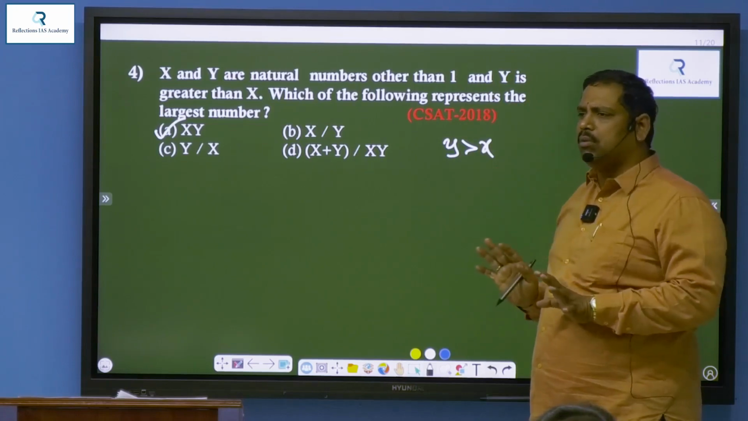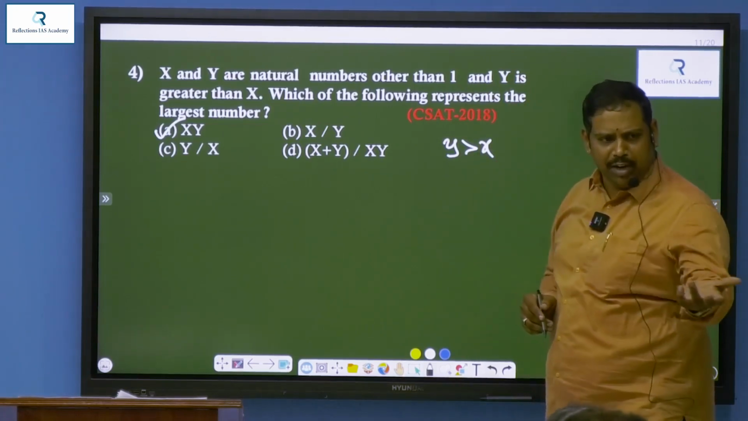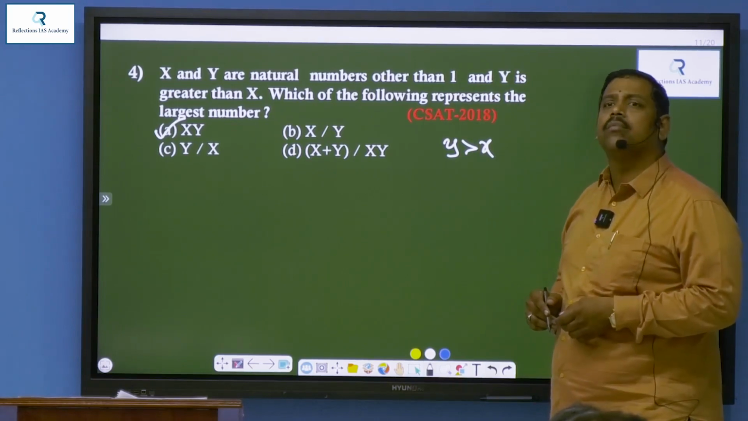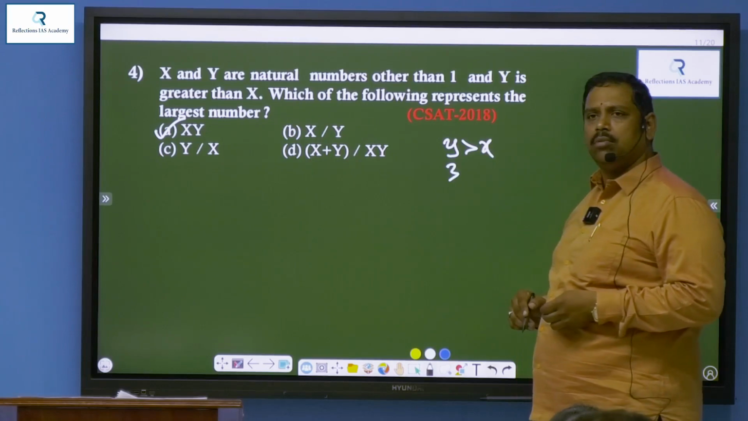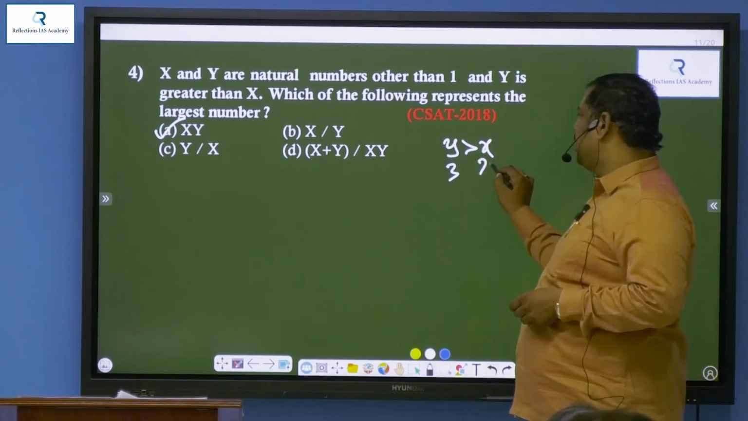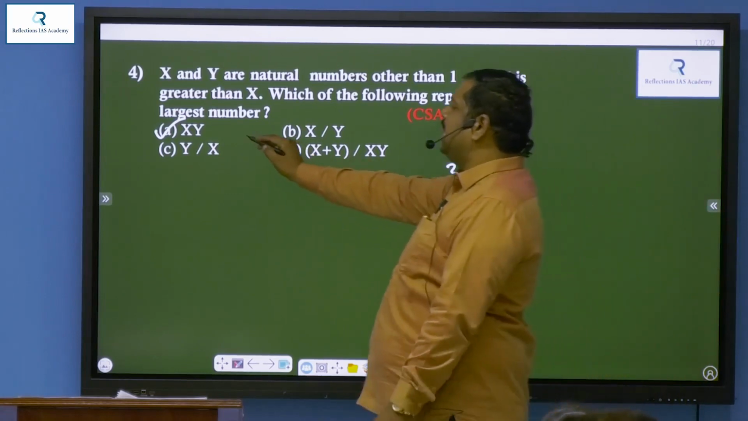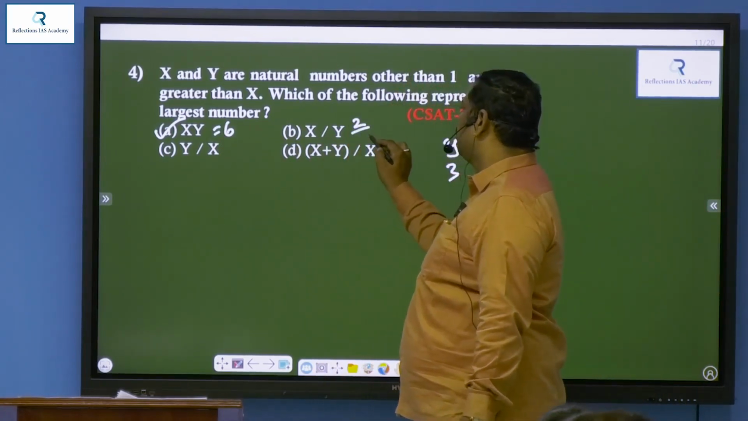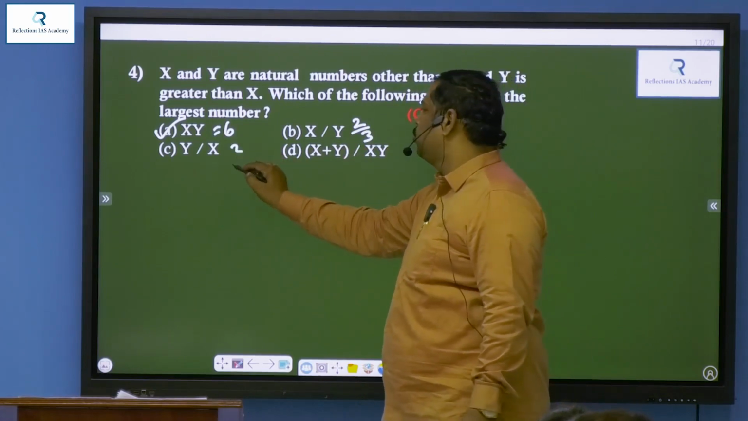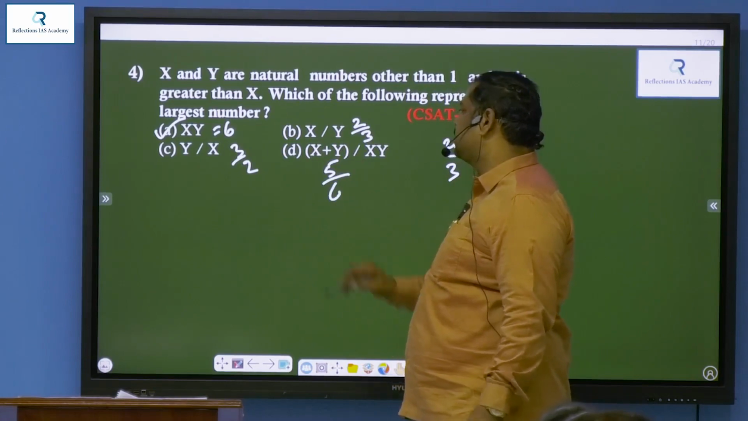Take some numbers. Tell me some value for y. 3. Okay, good. Give me some value for x. 2, because other than 1, natural number means 2 is the only possibility. Now verify all of them. 3 into 2 is how much? 6. This is 2 by 3. This is y by x, means 3 by 2. This is x plus y, that is 5 by xy, that is 6.